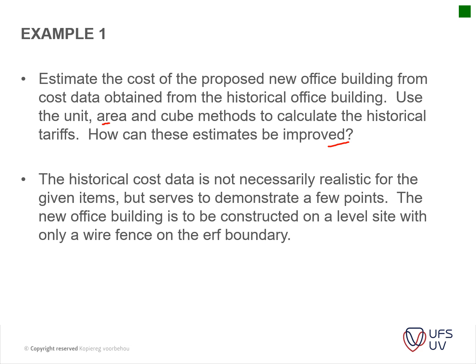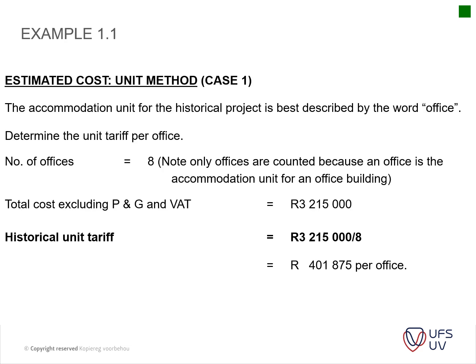The historical cost data is not necessarily realistic for the given items, but serves to demonstrate a few points. The new office building is to be constructed on a level site with only a wire fence on the earth boundary. So it's a very simple installation. There's nothing special on the external works. So let's look at example one. You've got your historical data, which is given there on page 1.11. So please have a look at that.